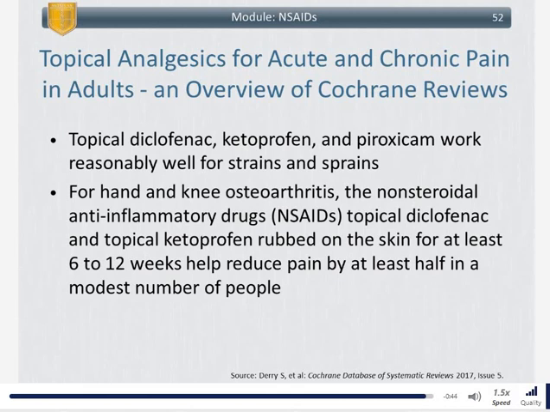So when we look at some of the evidence out of the Cochrane database, we find that topical diclofenac, topical ketoprofen, and piroxicam all work reasonably well for strains and sprains. For hand and knee osteoarthritis, topical diclofenac and topical ketoprofen used for 6 to 12 weeks does reduce pain by at least half in a reasonable number of people, not everyone.